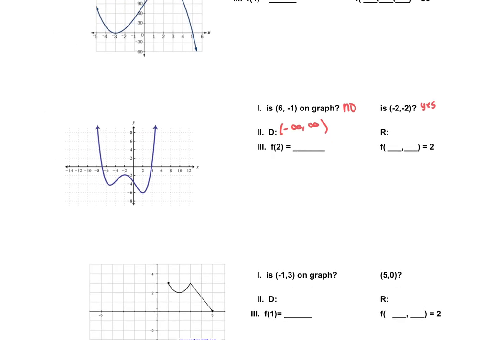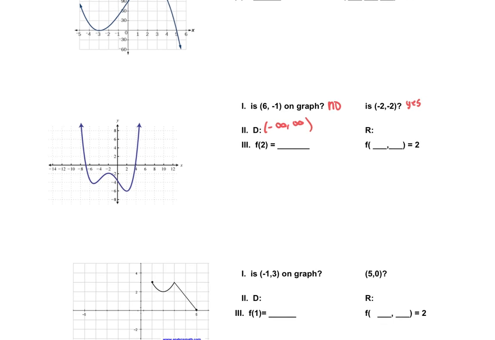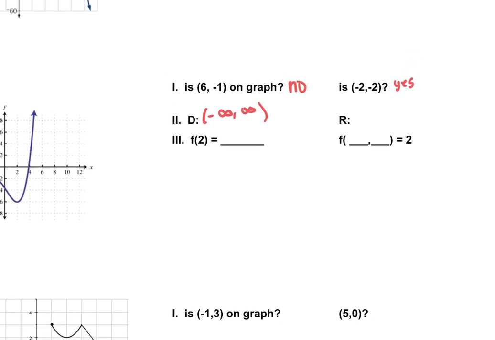And then the range on this one, Luis? Isn't the range infinity, comma infinity? Hold on, take a look here. What's the lowest point on that graph? -6. There you go. Okay, so -6 to infinity.